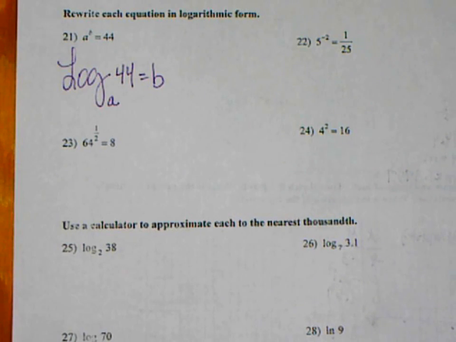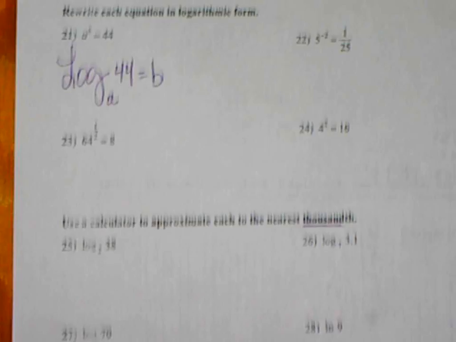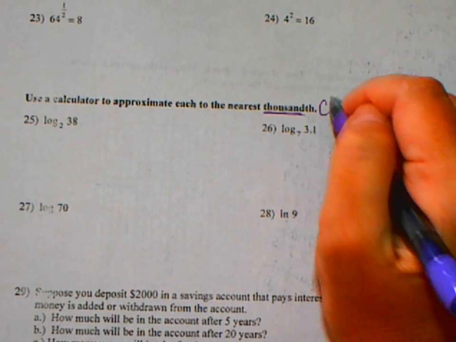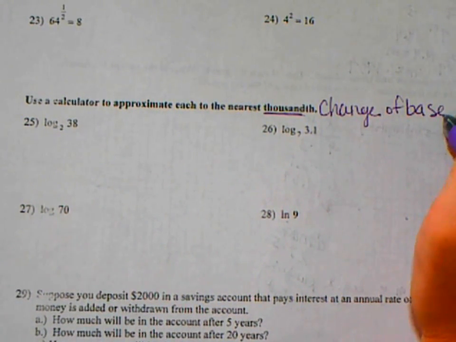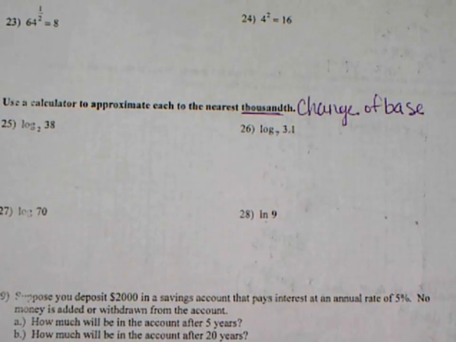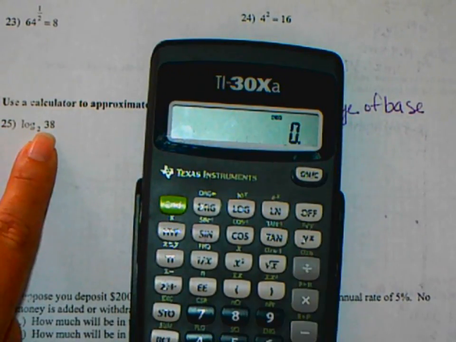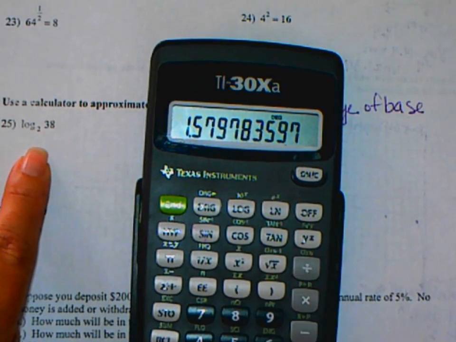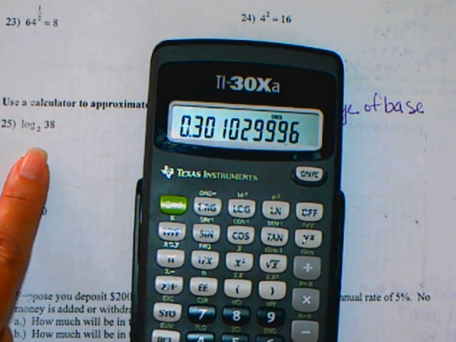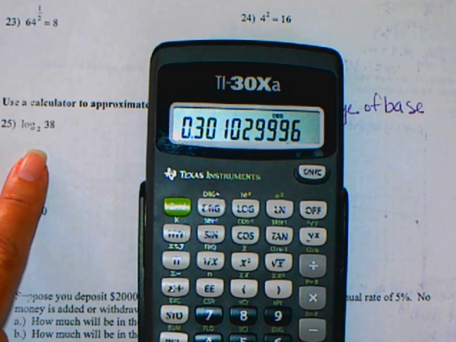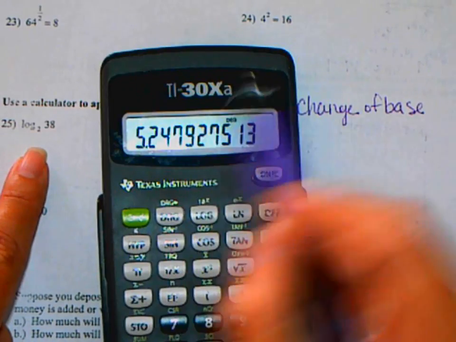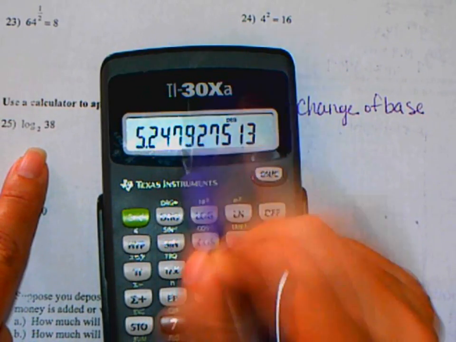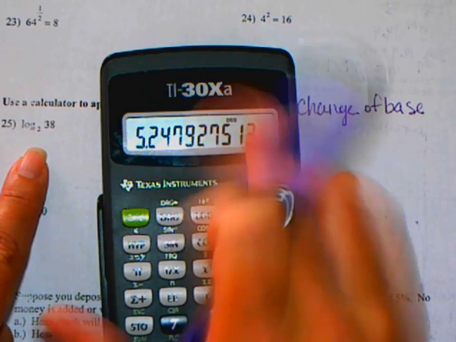25 through 28. Use a calculator to approximate each to the nearest thousandth. We're just using change of base. That's all. So for 25, that would be log of 38 divided by log of 2. Don't forget to put equal, because I guarantee this will probably be one of the choices if it's multiple choice. So put equal. You're rounding to the nearest thousandth: tenths, hundredths, thousandths. So that's going to be 5.248.